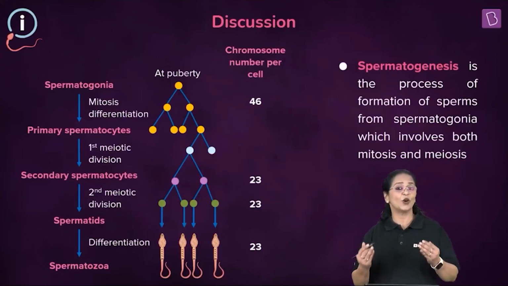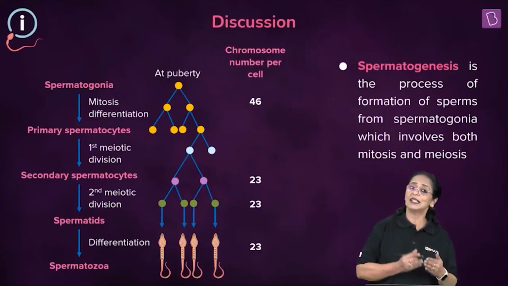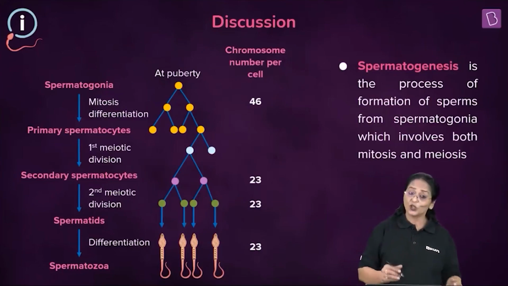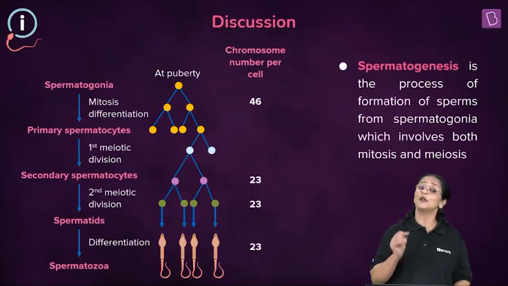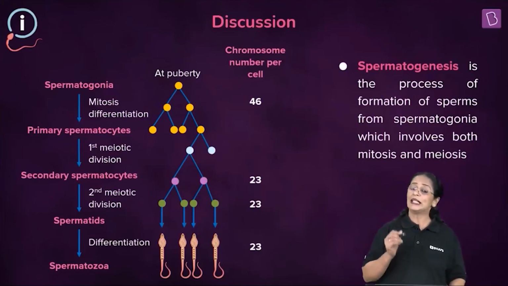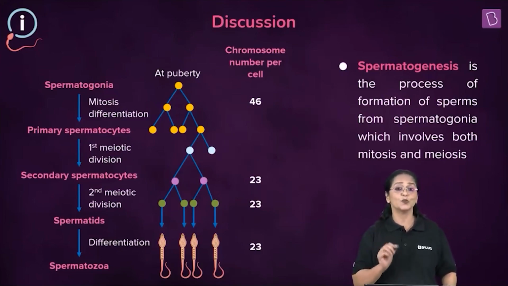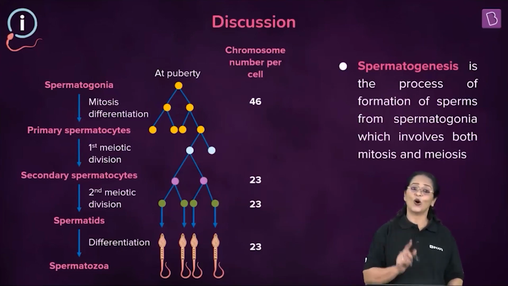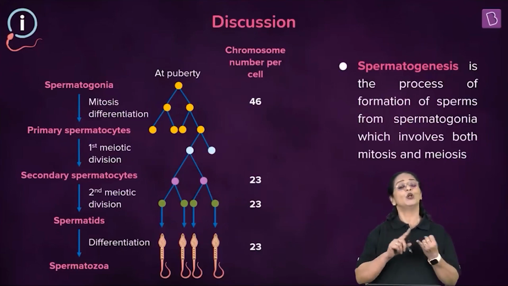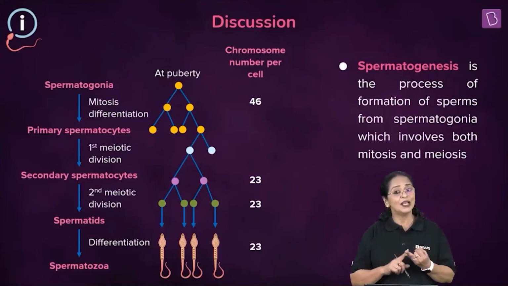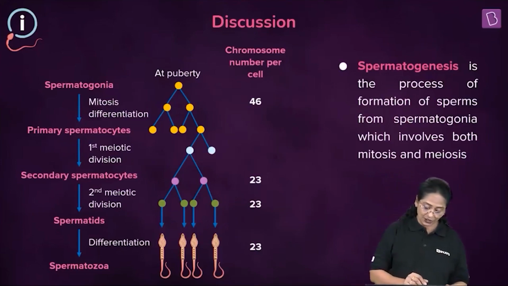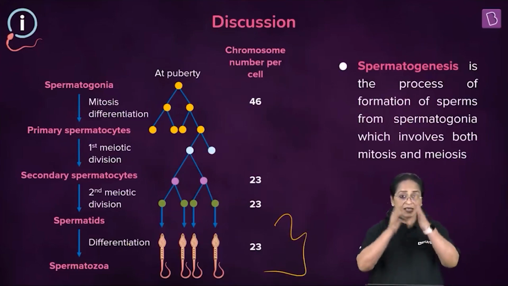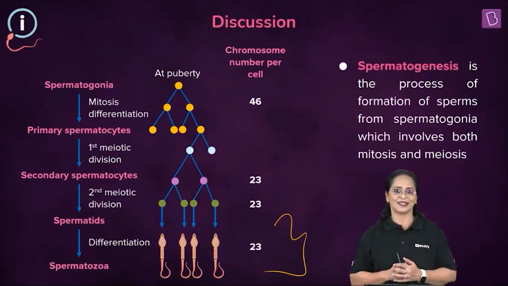Gametogenesis is the formation of gametes. This can be divided into spermatogenesis and oogenesis. Now, spermatogenesis is the process of formation of sperms in males. It takes place in the testis, more specifically in the seminiferous tubules. The entire process of spermatogenesis involves both mitotic divisions as well as meiotic division, and finally it also involves the transformation, that is spermiogenesis. This is the entire picture of spermatogenesis.